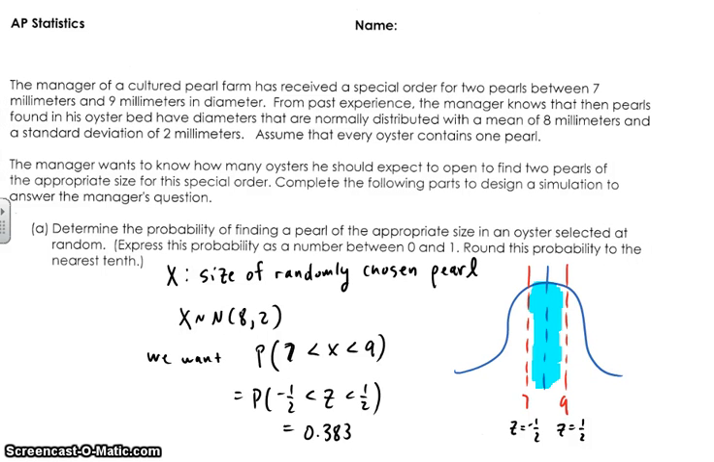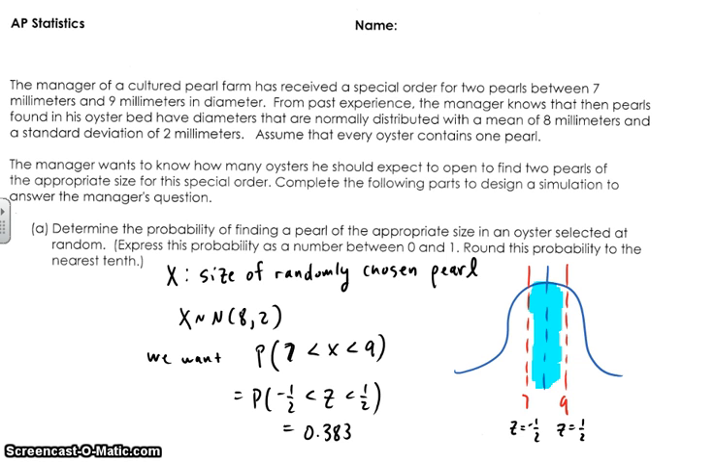All right, this is the group quiz that you took right before Thanksgiving break. It was about searching for the pearls. So the problem was that you need two pearls between 7 and 9 millimeters in diameter. We know that the pearl sizes are approximately normal with a mean of 8 millimeters and a standard deviation of 2 millimeters.